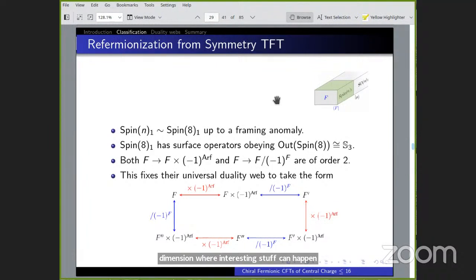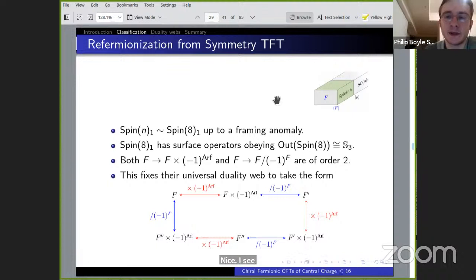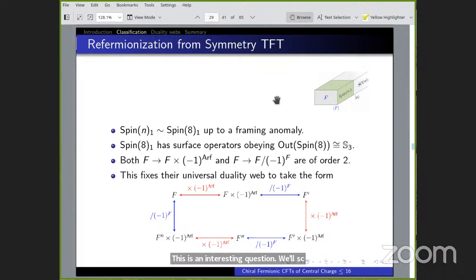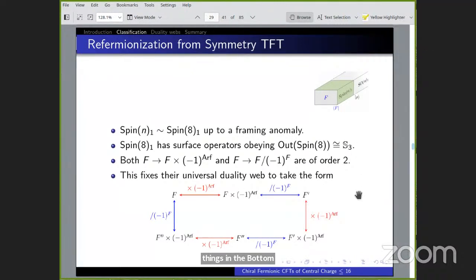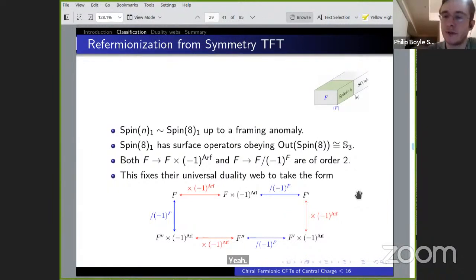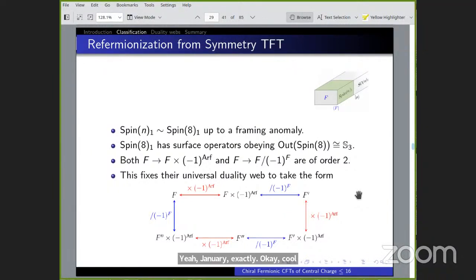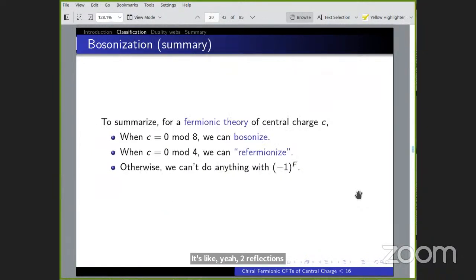I see. It's an interesting question. And the last part is just the numerical thing. So the order of S3 is 6. Is that why there are 6 things in the water? I guess so, yeah. I guess it's the fact that these two operations, as elements of S3, generate S3. Exactly. Okay, cool. It's like two reflections, with general rotations as well.